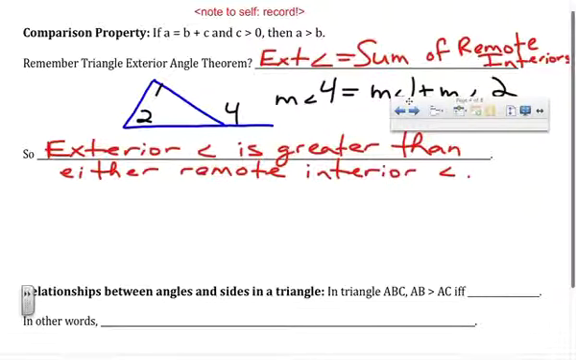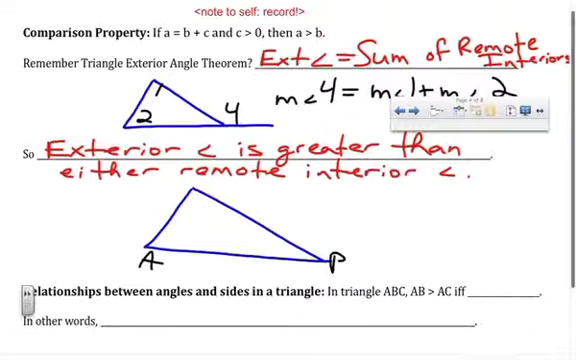That's a very small portion of our lesson today. The biggest portion of our lesson today has to do with the relationship between the sides of triangles and the angles of triangles. So let me sketch for you triangle ABC in which AB is very clearly greater than AC.